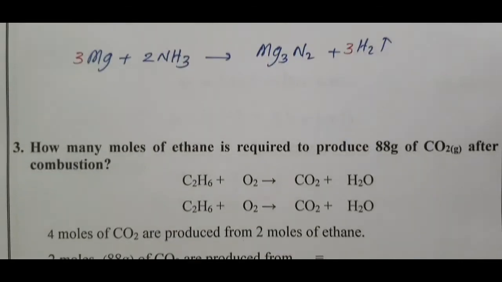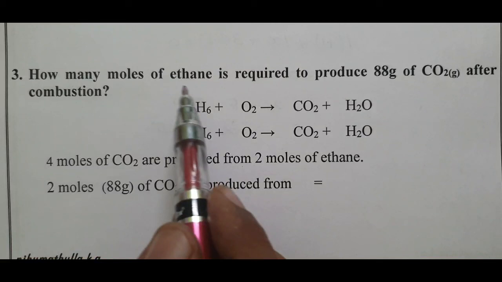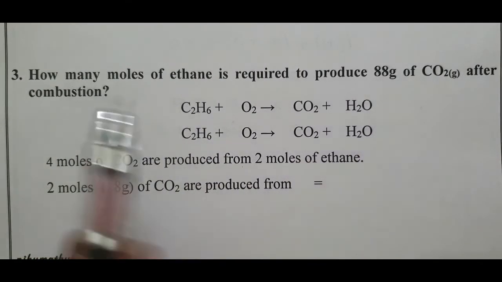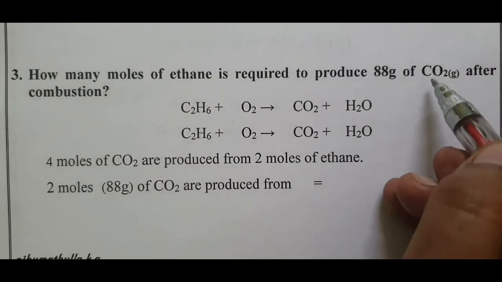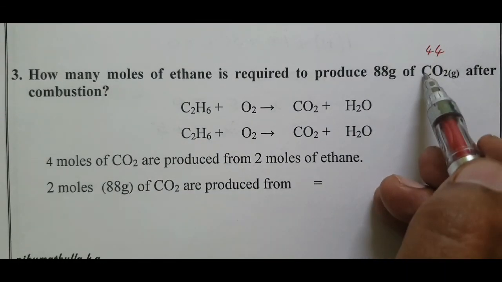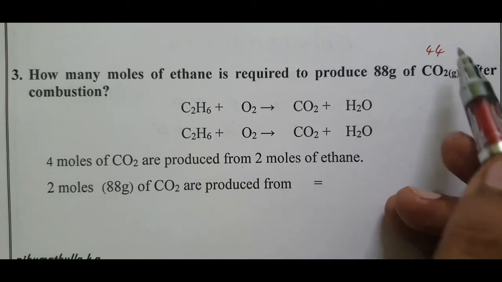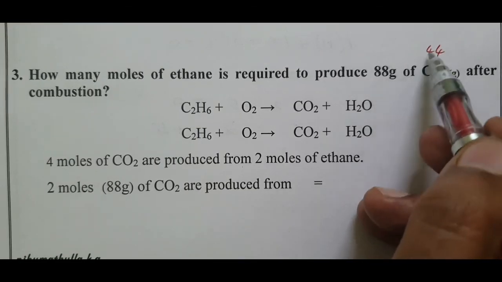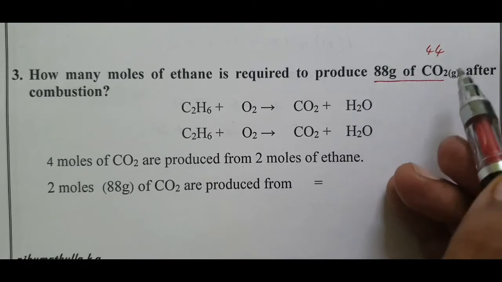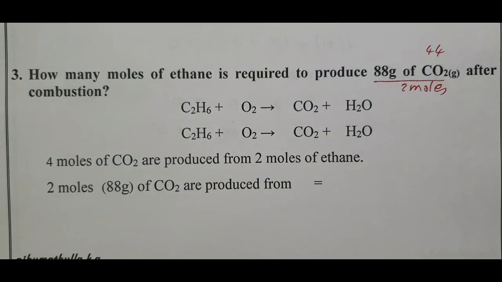Assessment number 3. This is the last assessment. How many moles of ethane are required to produce 88 gram of carbon dioxide after combustion? We know the carbon dioxide molar mass is 44: carbon atomic mass 12, 2 oxygen 32, totally 44. 44 is 1 mole of carbon dioxide. It's double the number, meaning 2 moles of carbon dioxide. So 88 gram of carbon dioxide is nothing but 2 moles of carbon dioxide.